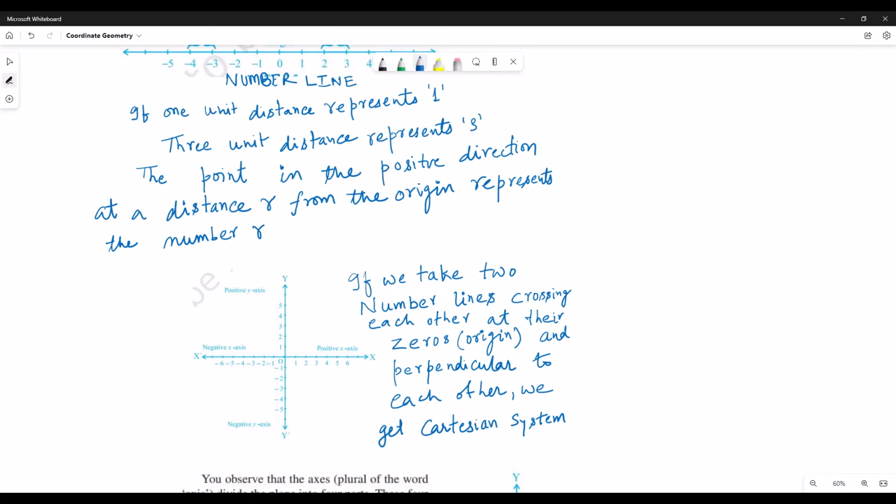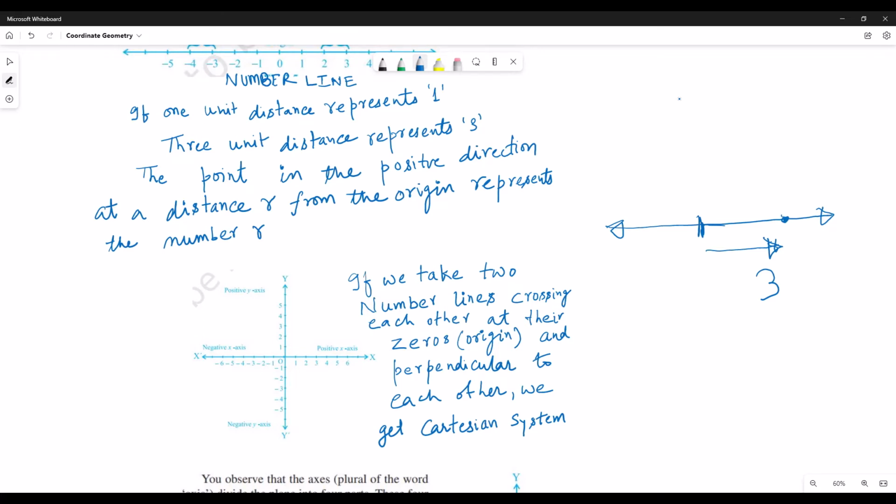And if we take two number lines and cross each other at the origin at 90 degrees, then we can find all the points in the plane with two number lines. With only a single number line, if you say the point is 3 units away from the origin, 3 units in the positive direction, you can find that point on a line here. But if you say that the point is 3 units away from the origin in a plane, then that point can be 3 units away from the origin in the x direction.